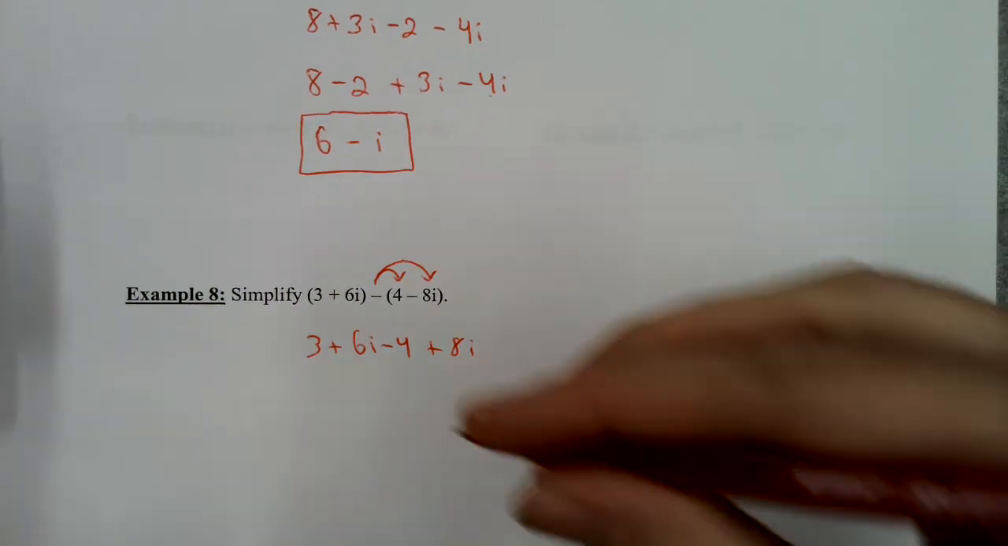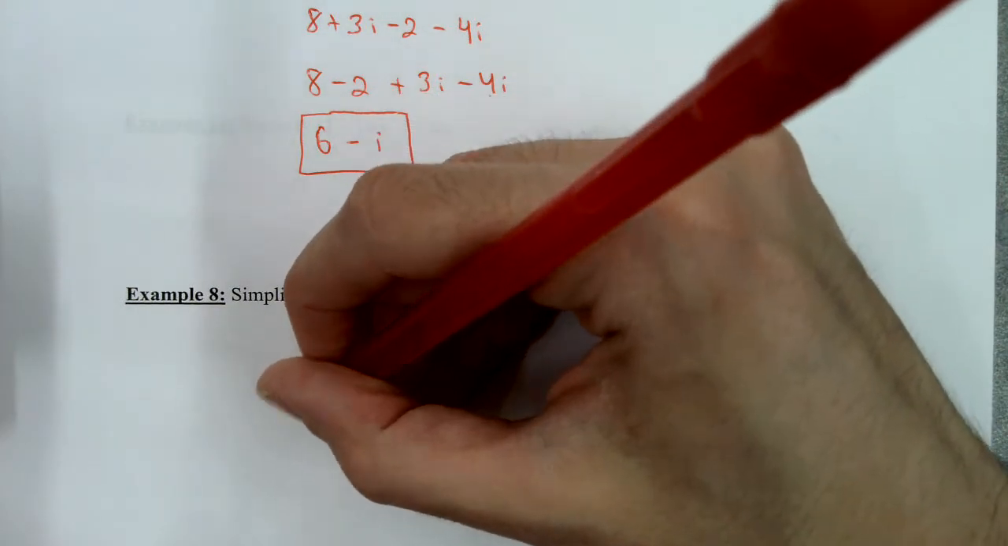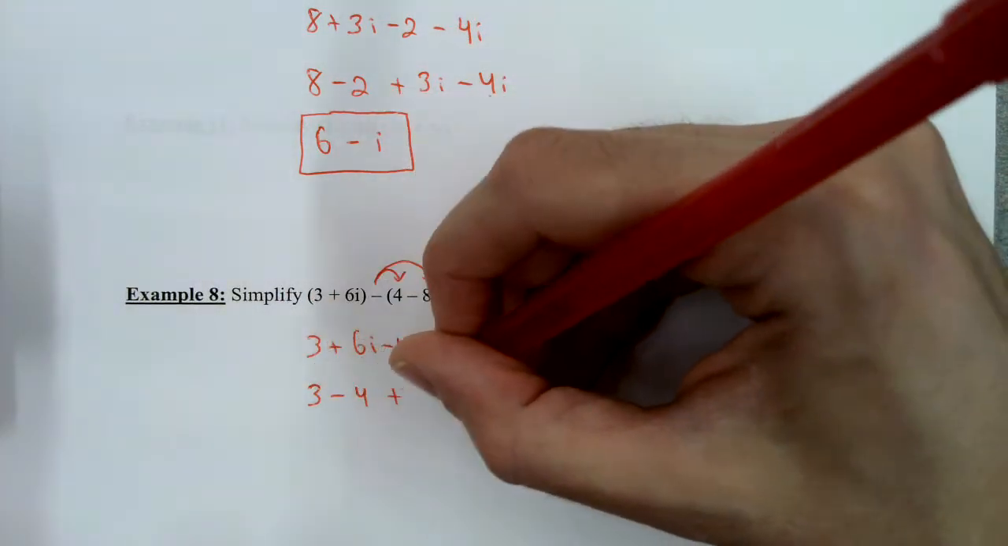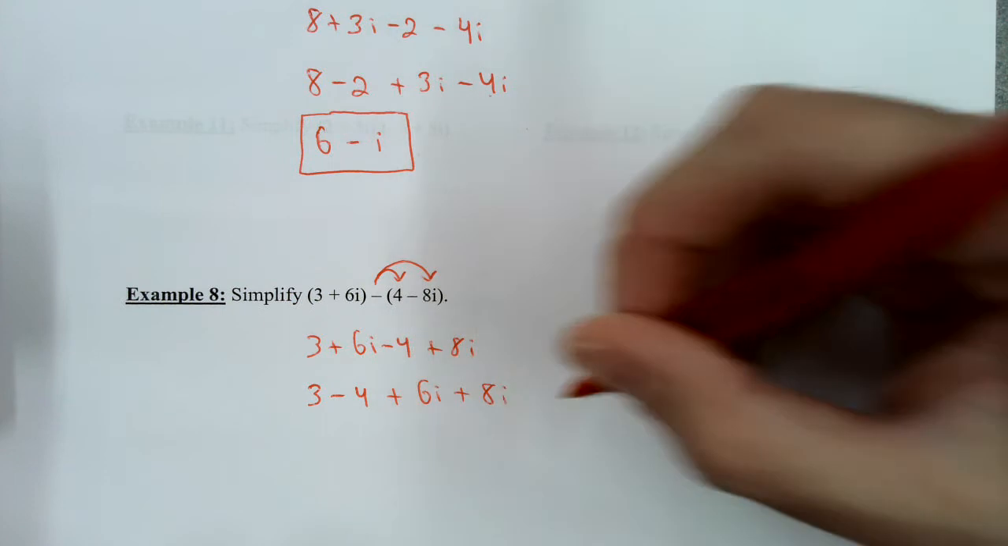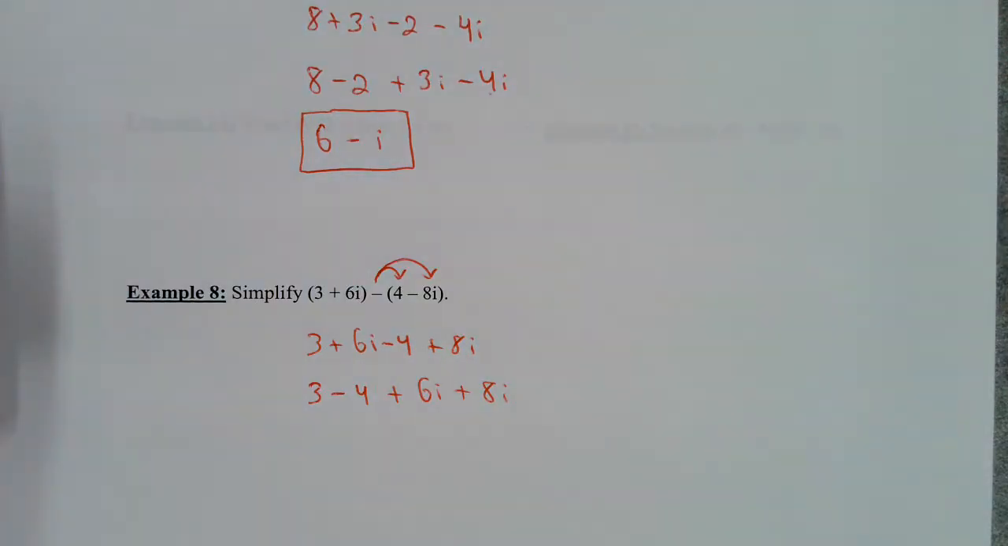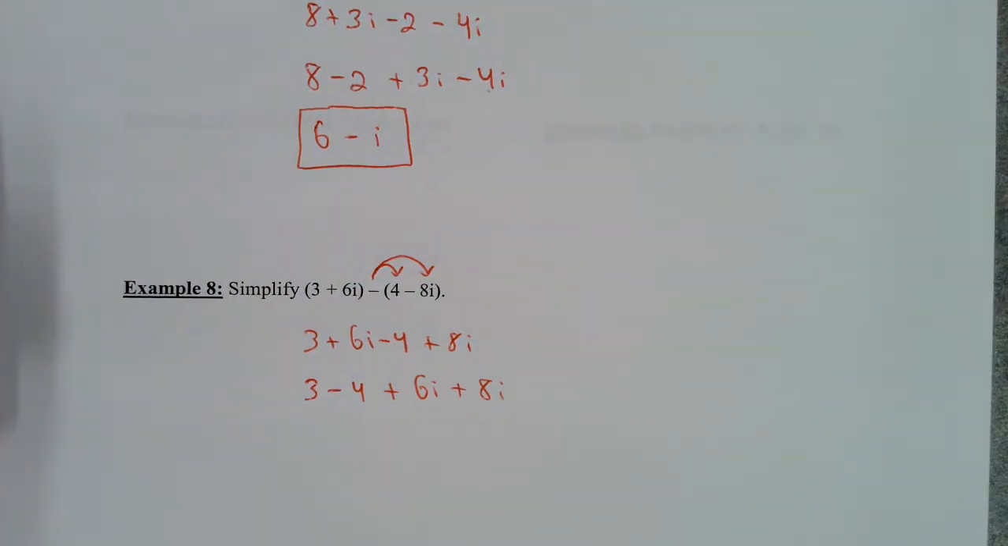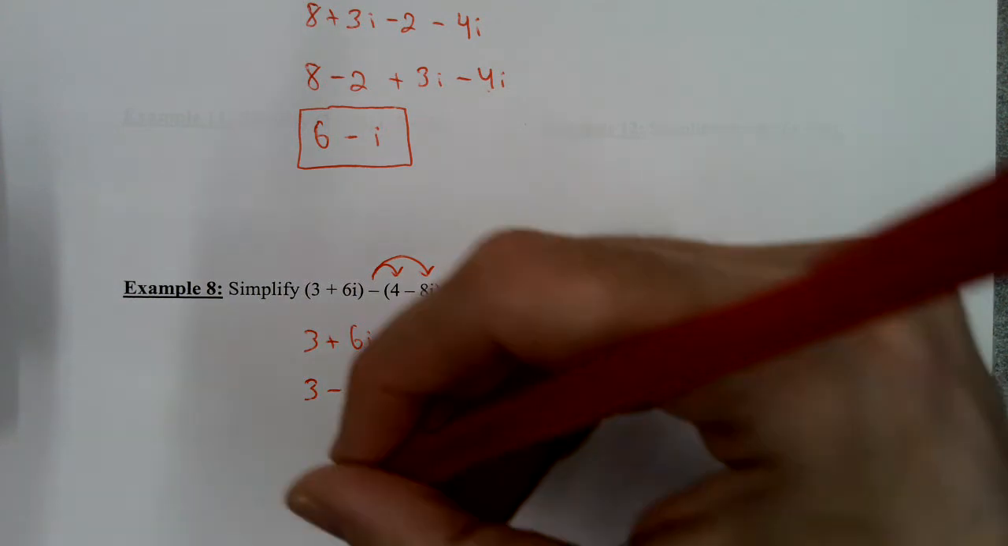And now combine like terms. If you want to put the numbers next to each other, that's fine. If you want to write the i's next to each other, that's fine. Otherwise, you can skip that step and go right to the final answer, which is negative 1 plus 14i.